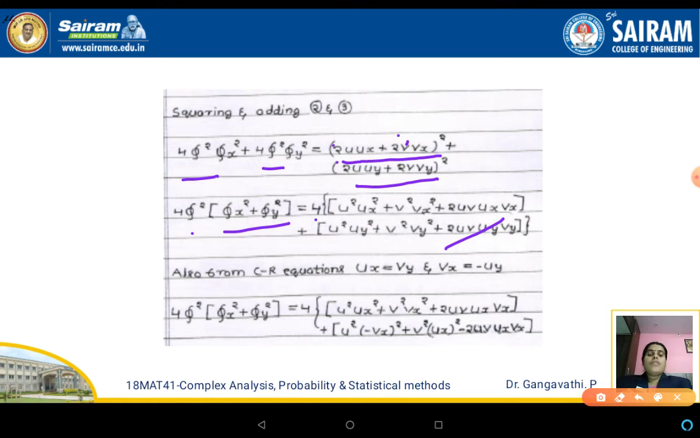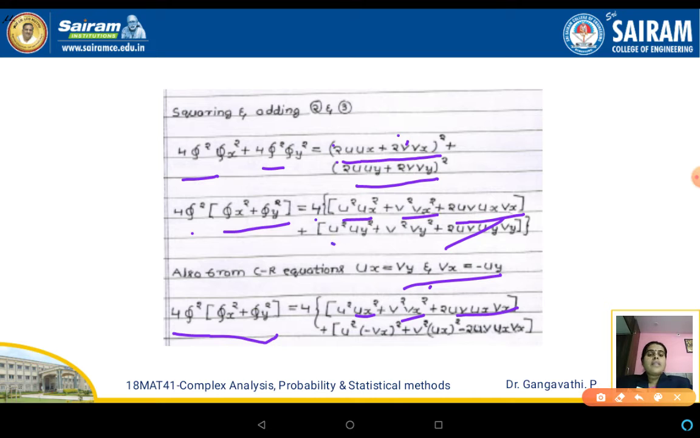And now also from CR equations we have ux is equal to vy and vx is equal to minus uy. So let us substitute these CR equations in the above steps wherever it is applicable. So 4 phi square into (phi x square plus phi y square) is equal to 4 times of (u square ux square plus v square vx square plus 2uv ux vx). The first term is there as it is, the second term v square vx square is also there as it is, and 2uv ux vx is also there as it is.